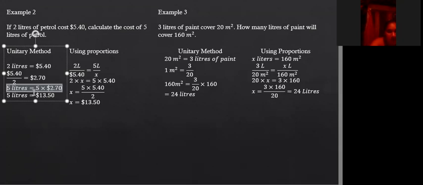Right. So here I have 5 multiplied by 2.70, and you will get $13.50 for 5 liters. And this is using one method.